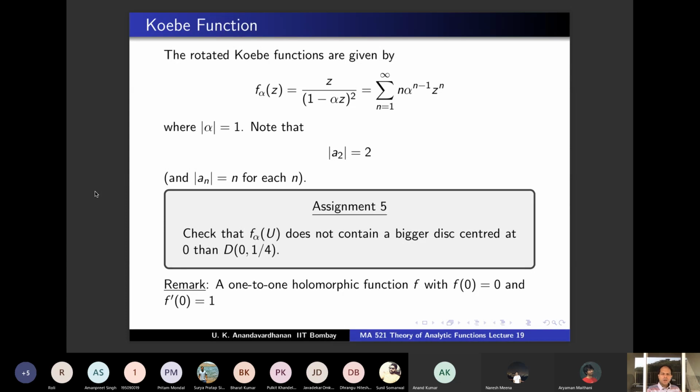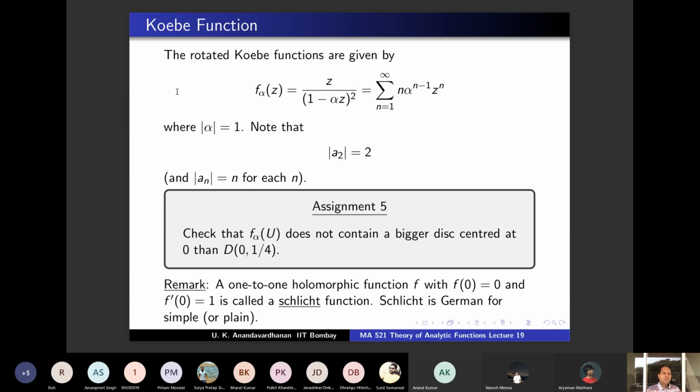Such a function, so I'm not saying injective here. I'm not saying univalent, injective, or anything. If such a function is there, it has a name in complex analysis: it is called Schlicht. This is apparently a German word, and Schlicht is German for simple or plain. So it's a simple function, a plain function.